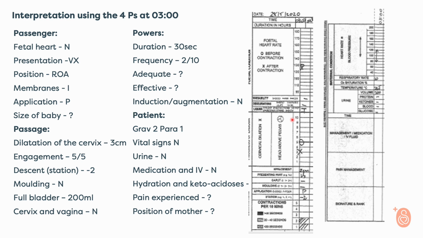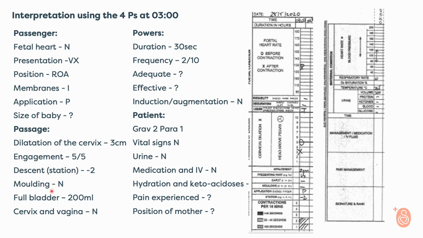So the patient can come in with a high head, and then engagement might take place through the progress of labor. So we'll have to monitor that. At the moment, engagement of 5/5 means that the head is really quite high. And here we see we also have a descent of -2. So the station is -2. That means that the head is quite far above the ischial spines.